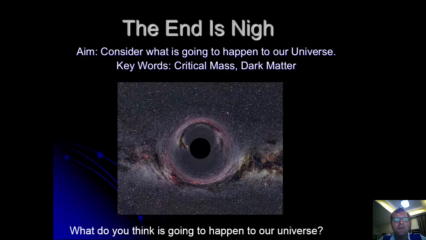Hello there. During this session I'm going to consider the potential evolution of our universe. I'm going to introduce some terms such as critical mass and dark matter. So what do you think is going to happen to our universe? Okay. From what we know, we can work out there's three potential scenarios. Let me take you through those scenarios.